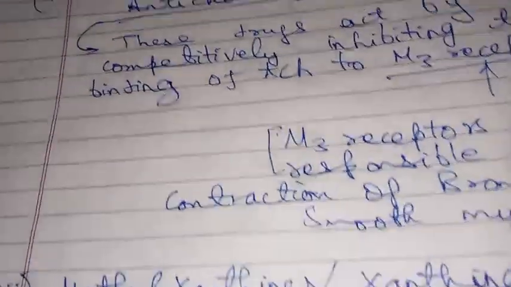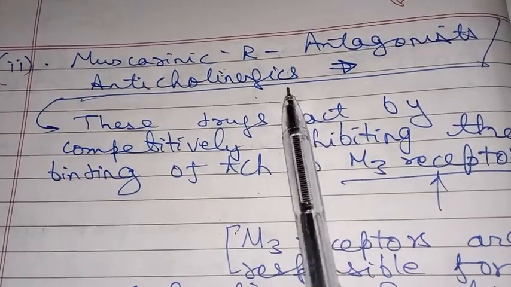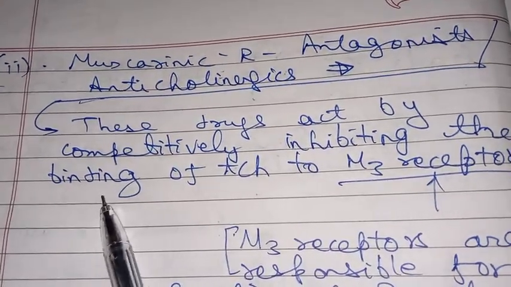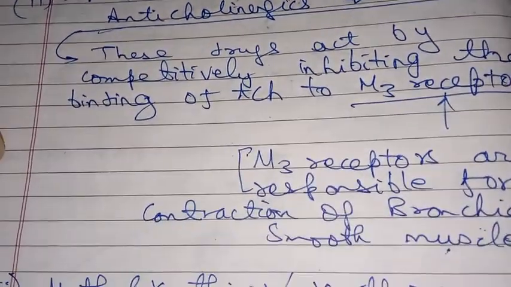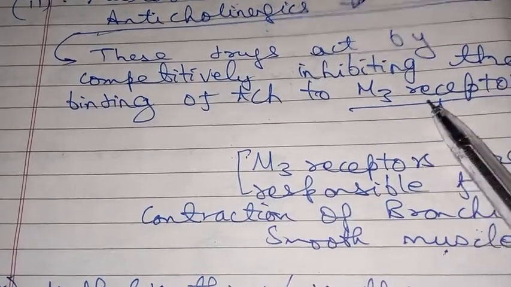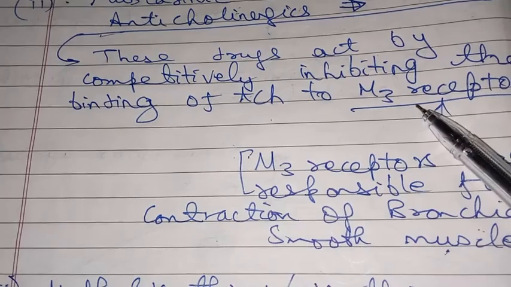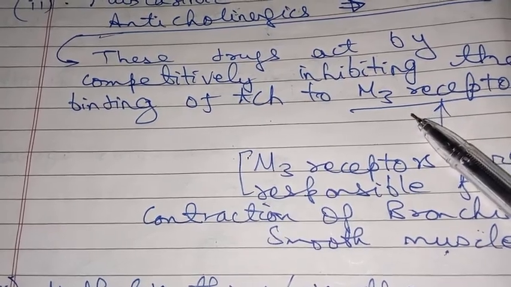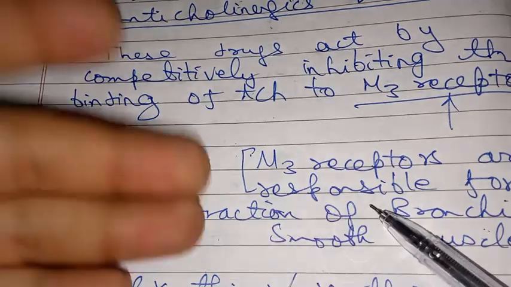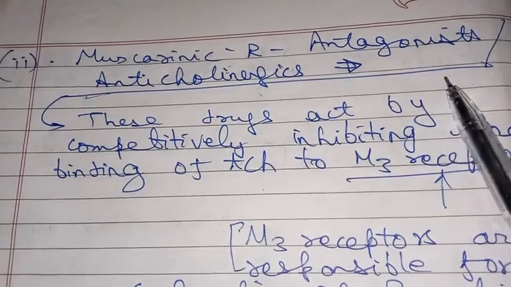So this was about adrenergic agonists or sympathomimetics. Next we have muscarinic receptor antagonists or anticholinergics. These drugs act by competitively inhibiting the binding of acetylcholine to the M3 receptor. M3 receptors, as we know, are a type of cholinergic receptor, and they are responsible for causing smooth muscle contraction wherever they are found. For example, in the eye they cause miosis, that is contraction of the pupil. They also cause bronchial smooth muscle contraction in the respiratory tract, which is what we are concerned with right now. So this is the mechanism of action of muscarinic receptor antagonists or anticholinergics.